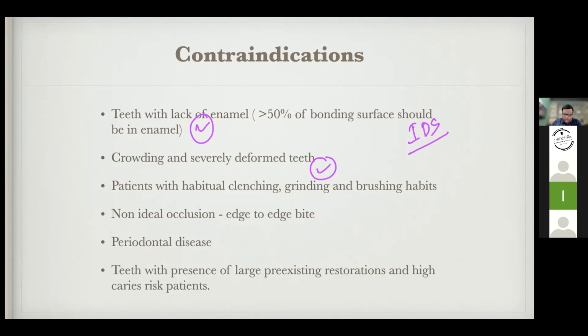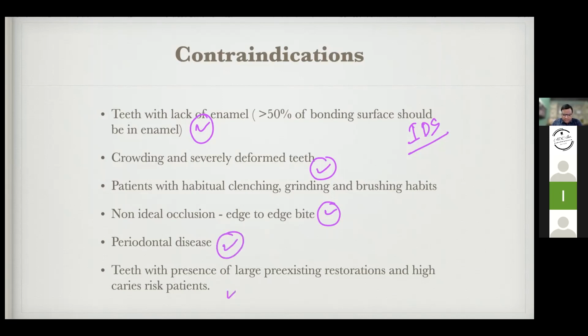Again, non-ideal occlusion, where you have an edge-to-edge bite. For an edge-to-edge bite, if you can do, say, orthodontics or put the patient through clear aligners, get the bite corrected, you can obviously do the correction of the occlusion also. And then veneers would be a possibility. Like I said, any of these, periodontal disease. If you can manage the disease, you can do a veneer also.